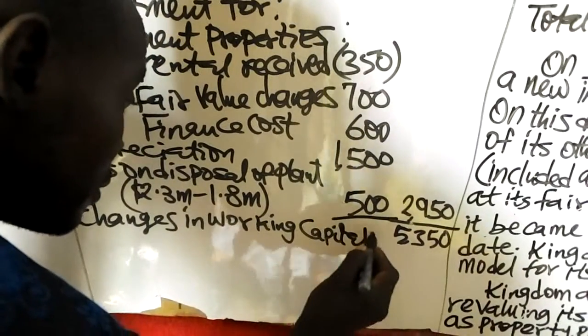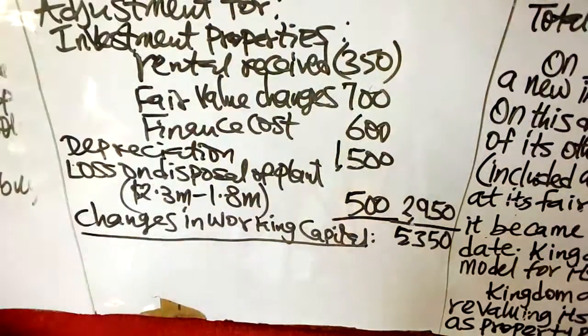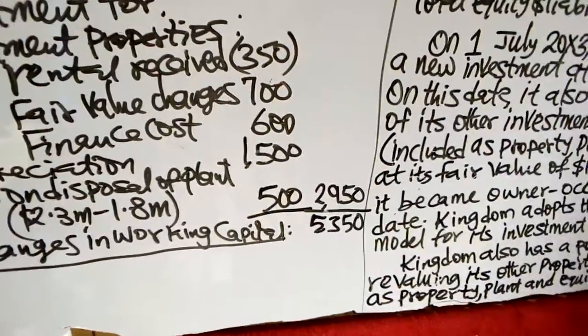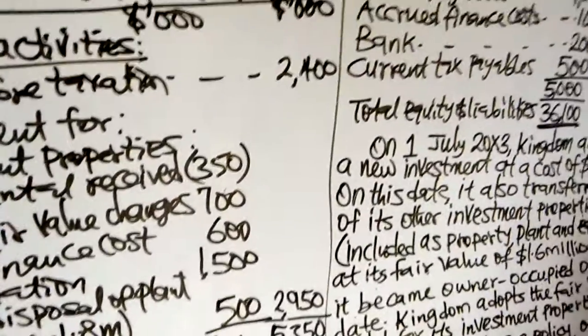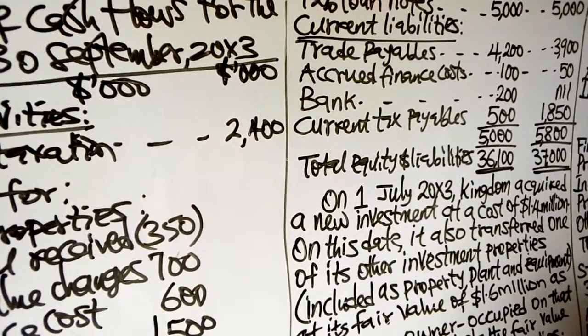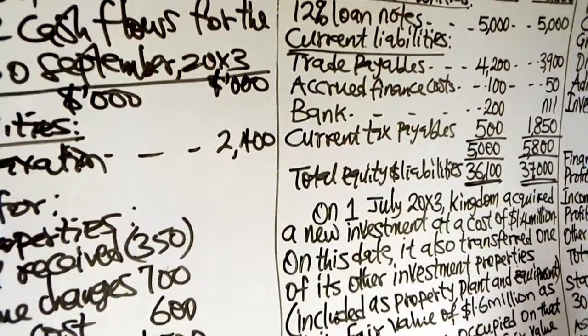For the period. Working capital is current assets less current liabilities. So that means we are going to compare the current assets as per the statement of financial position.